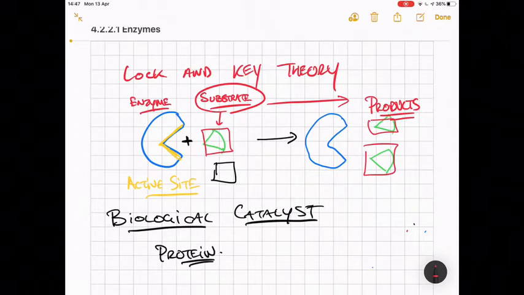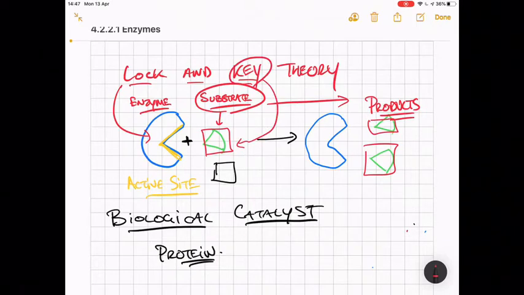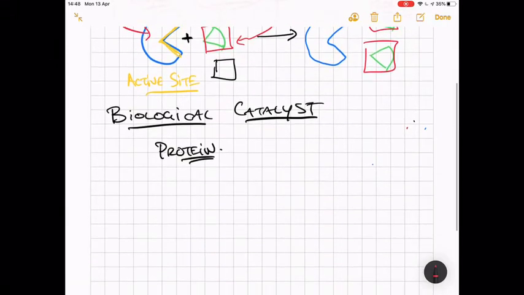So the whole process that's being described, we often refer to as the lock and key theory. And what that means is the enzyme is acting as the lock and the key is the substrate. The substrate fits perfectly into the lock. And if you had the wrong key going into a lock, it wouldn't turn, it wouldn't fit into the lock. So that lock and key theory describes that process.